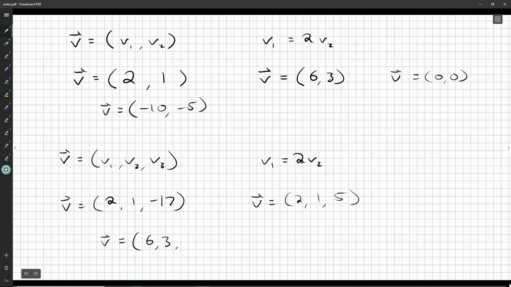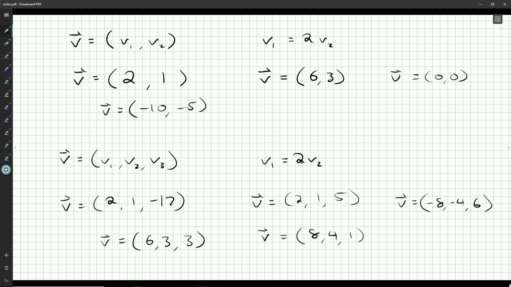So 6, 3, and another 3. 8, 4, 1. The third component is entirely irrelevant. You could have minus 8, minus 4, 6. All of these are perfectly good answers. We're just trying to relate one component to another.